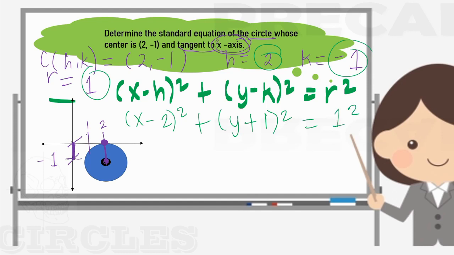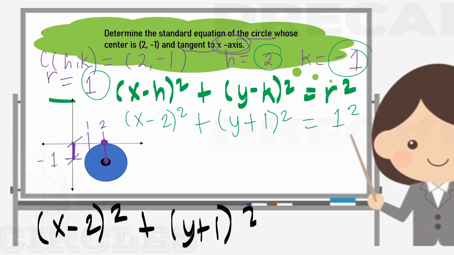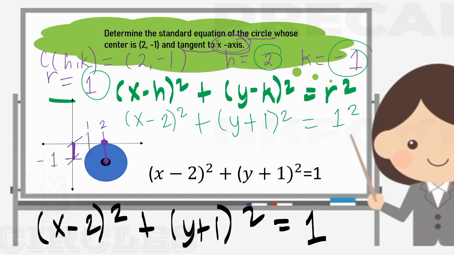Therefore, ating final equation, x minus 2 squared plus y plus 1 squared is equal to 1. So, double check natin yung answer natin. So, x minus 2 squared plus y plus 1 squared is equal to 1. So, ayun. Same ba tayo ng answer? Okay, very good.